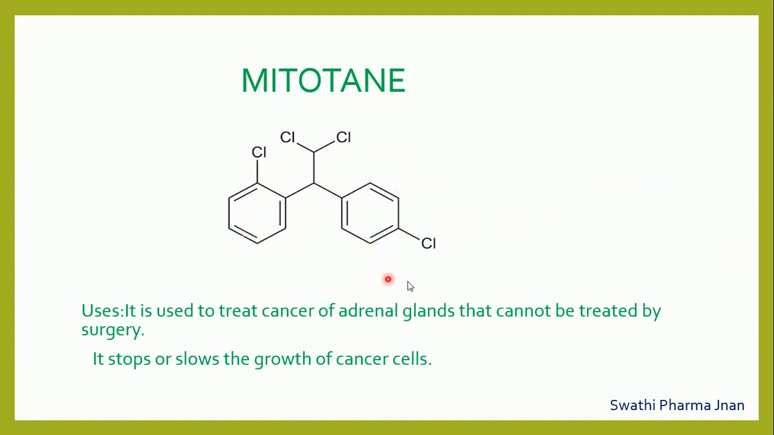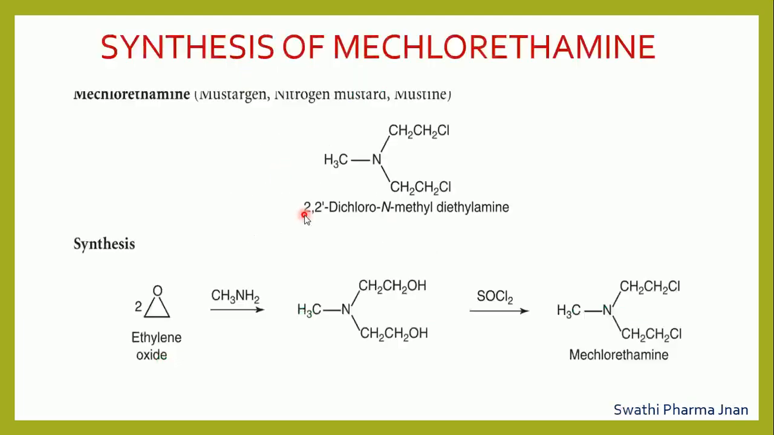The next miscellaneous drug used in the treatment of cancer is mitotane. Mitotane contains a parachlorophenyl ring and an orthochlorophenyl ring. These two are attached to the central ethane. This ethane also contains two more chloro groups; that is the structure of mitotane. It is used to treat cancer of the adrenal glands, which are present just above the kidney like caps. That cannot be treated by surgery. Only by using this drug can we treat cancer of the adrenal glands, and it also stops or slows the growth of cancer cells. Thank you all.